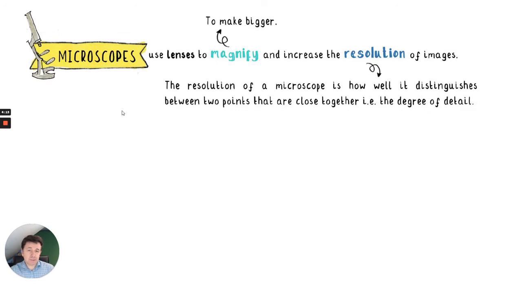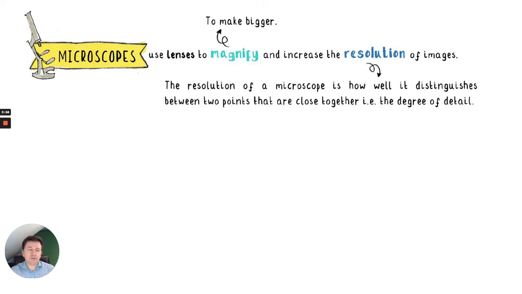So microscopes use lenses to magnify, or to make bigger, and increase the resolution of images. So resolution of a microscope is how well it distinguishes between two points that are close together. So it's the degree of detail.